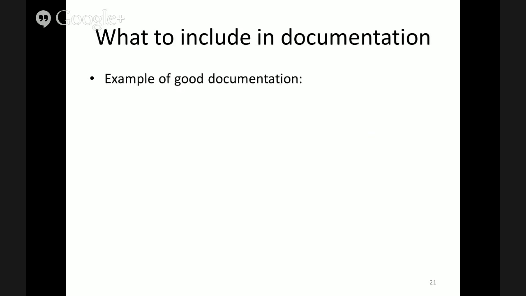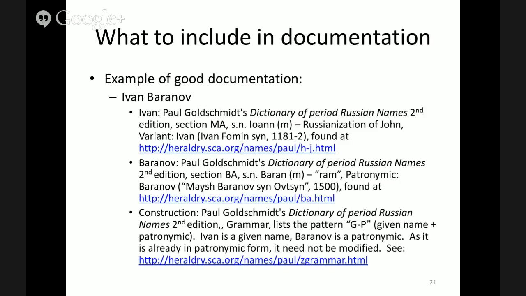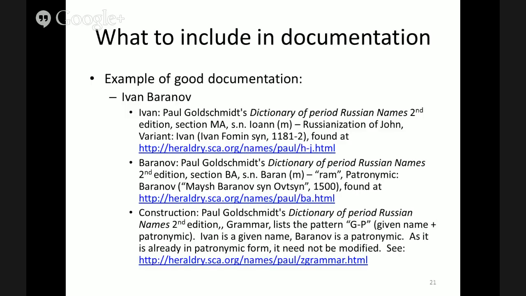So let's look at a good example of that. There's that same name. Ivan: Paul Goldschmidt's Dictionary of Period Russian Names, second edition. That's important because there's also a third edition. That's the full title of Wickenden. And honestly, if you write Wickenden second there, that's fine as well. We will all know what it means.